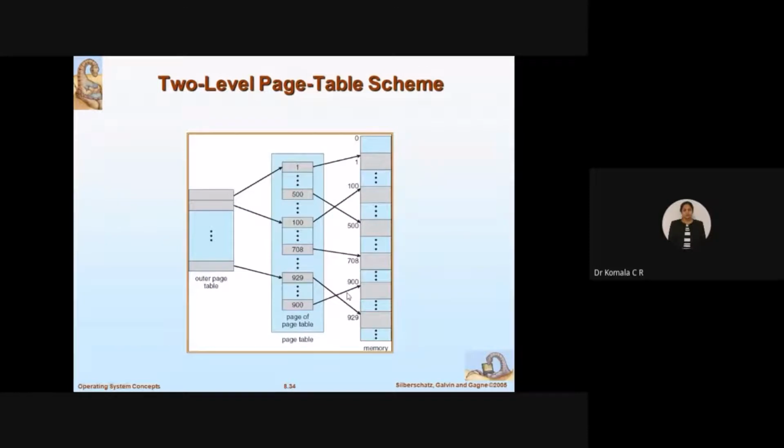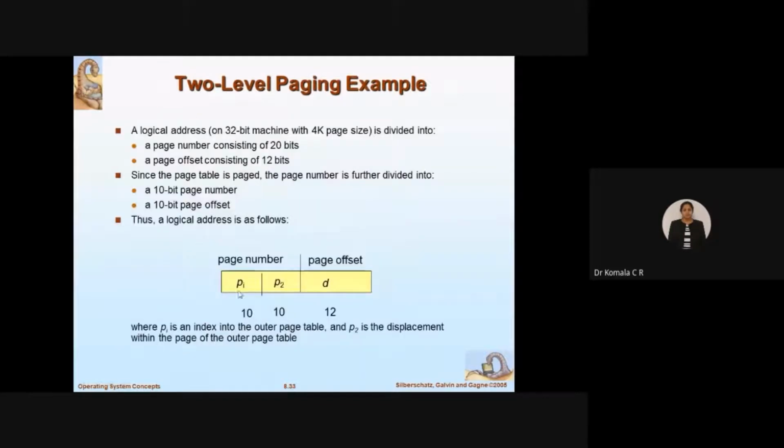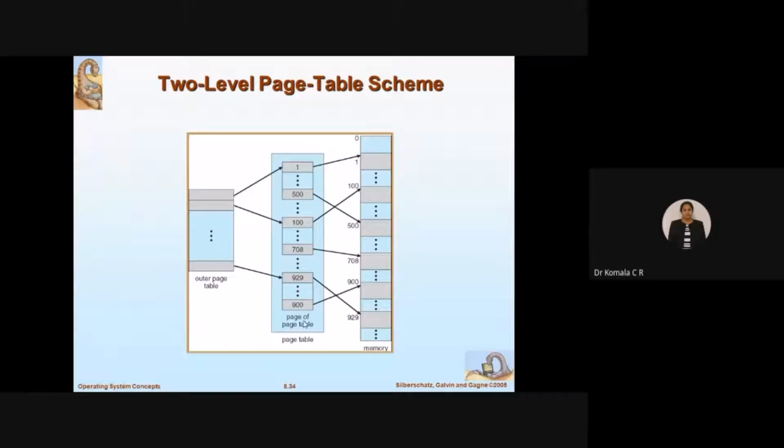The same thing is shown at two levels here. So this is my outer page table. The outer page table is nothing but P1, with respect to this 10 bits. Then I also have to go for P2, then D here. See here, the page table. So the outer page table can have whatever number of pages you have. Here I have given an example for two levels. Two level means the mapping is done at two levels: one from the outer page table to the actual page table, and from this actual page table to the memory.